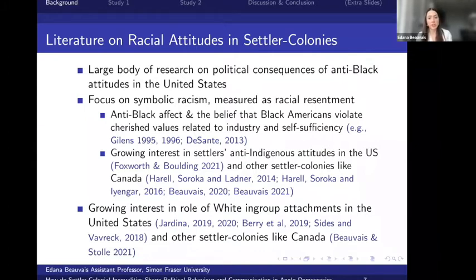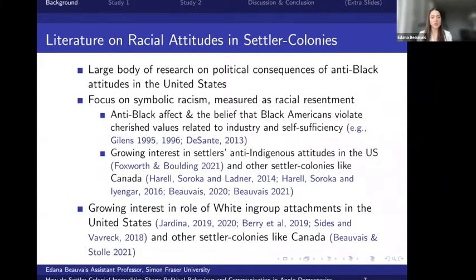However, there has been a growing interest in looking more specifically at settlers' attitudes towards Indigenous peoples, negative attitudes, stereotype endorsement, and so on, as well as in other settler colonies like Canada. There has been a growing literature in this field in the past 8 or so years, including some research that I've conducted. More recently, there has been growing interest in the role of white in-group attachments in the United States, so white in-group attitudes, and other settler colonies like Canada.